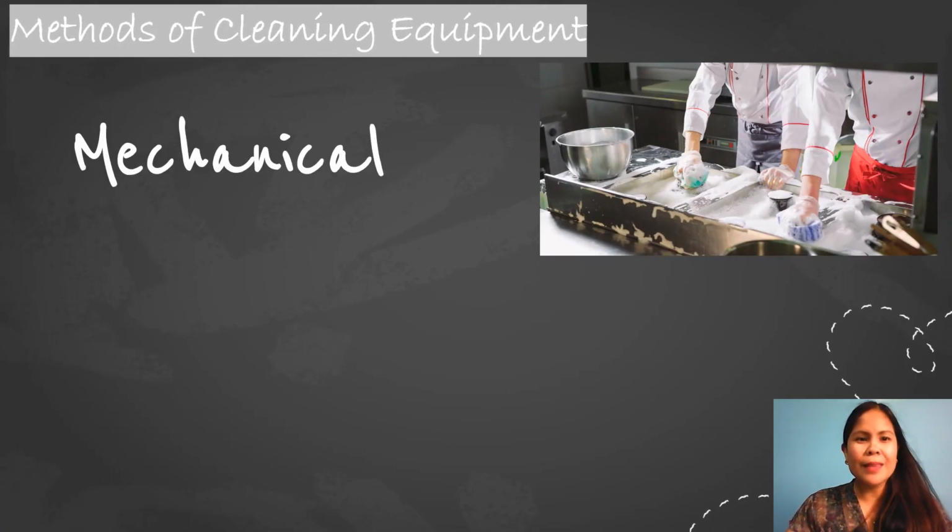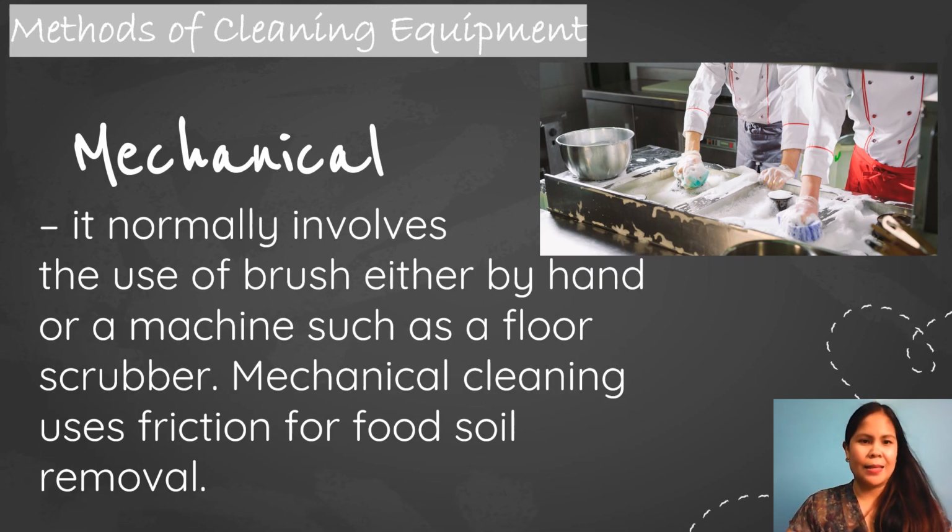And for our last method of cleaning equipment is mechanical. It normally involves the use of brush, either by hand or machine, such as a floor scrubber. Mechanical cleaning uses friction for food soil removal. The removal of impurities by mechanical units as compared with hand picking.